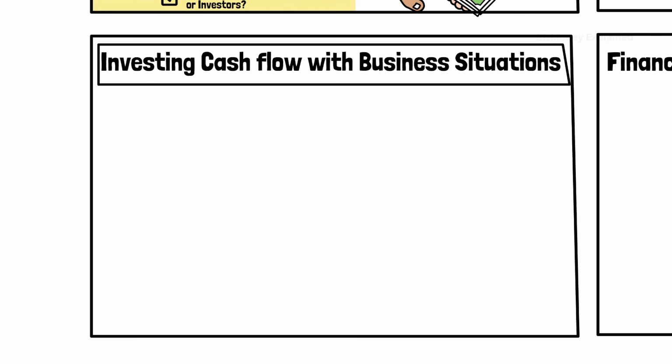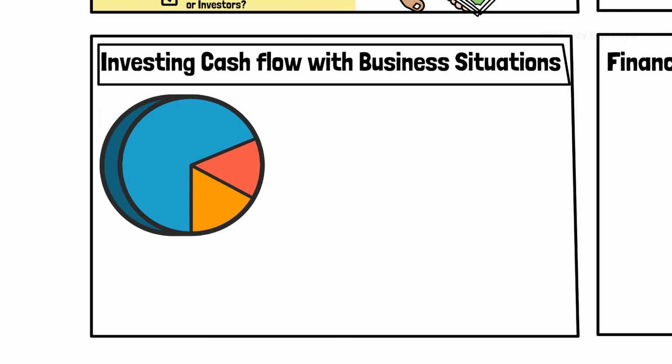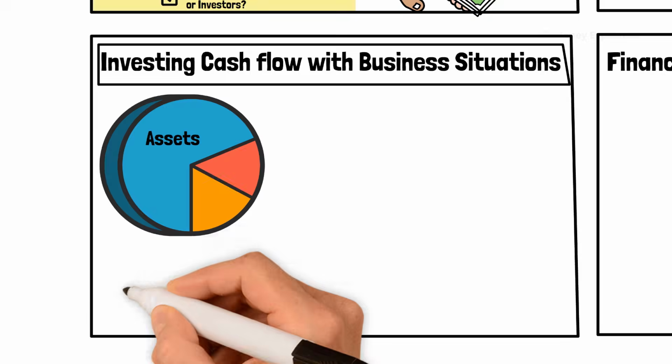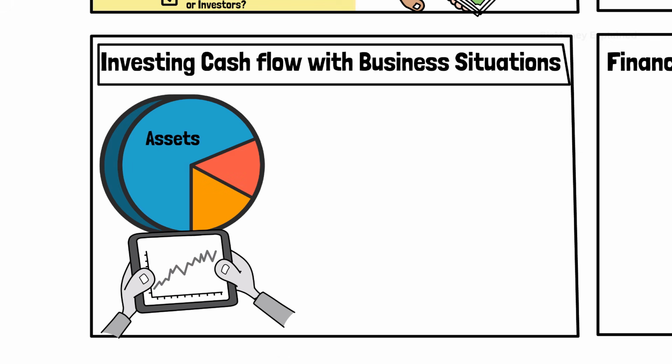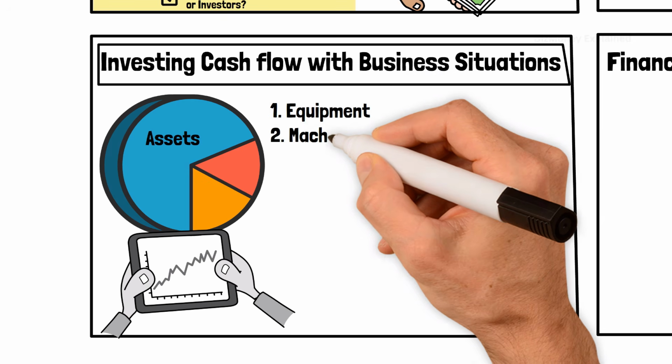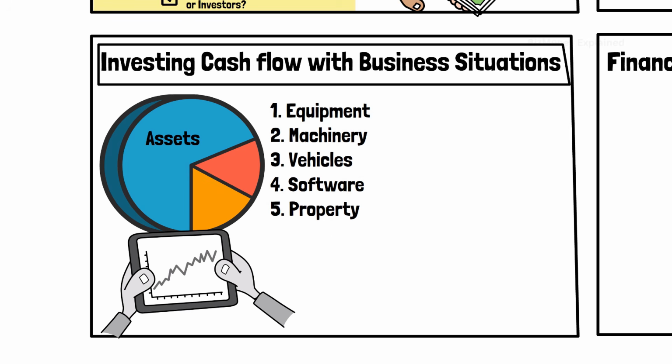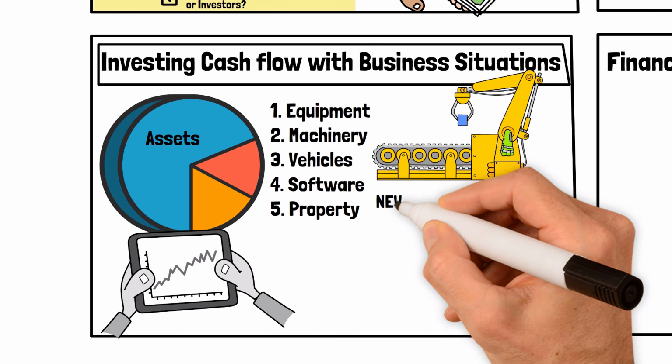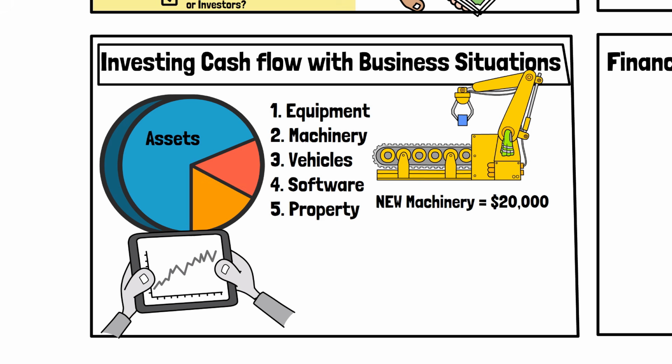Third, investing cash flow with real business situations. Investing cash flow shows how a business uses cash to buy or sell long-term assets. These assets are not for daily resale. They are tools that help the business operate and grow over time. Common examples include equipment, machinery, vehicles, software, and property. Imagine a business has accumulated operating cash over several months. The owner decides to buy new machinery worth $20,000 to increase production capacity. This cash goes out of the business and appears as negative investing cash flow.